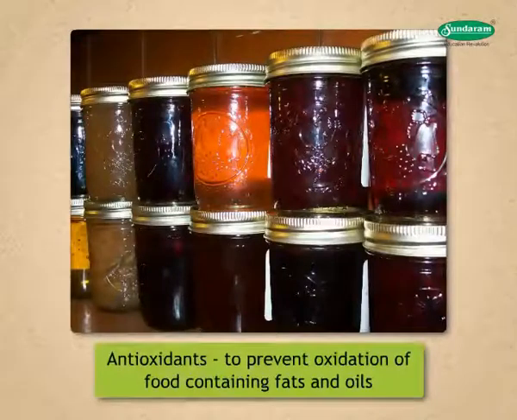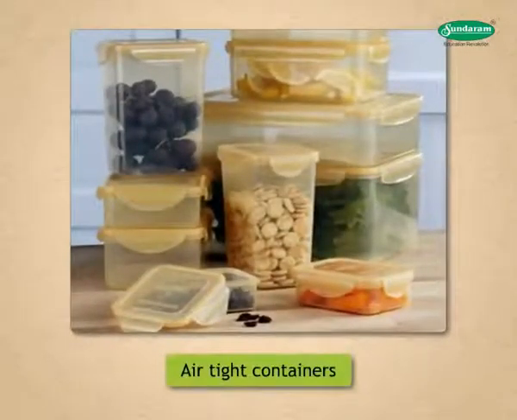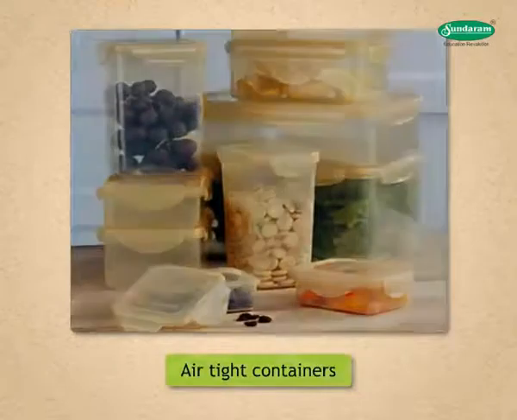When oil and fats are oxidized or even allowed to stand for a long time, they become rancid. Antioxidants are used to prevent oxidation of food containing fats and oils. Storage of food in airtight containers also retards oxidation.